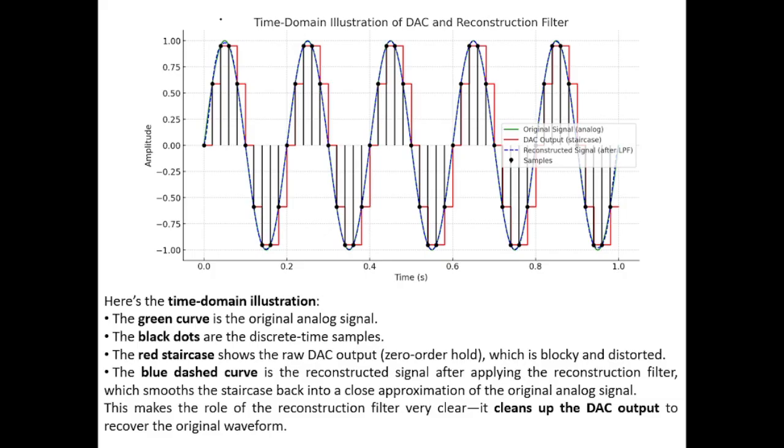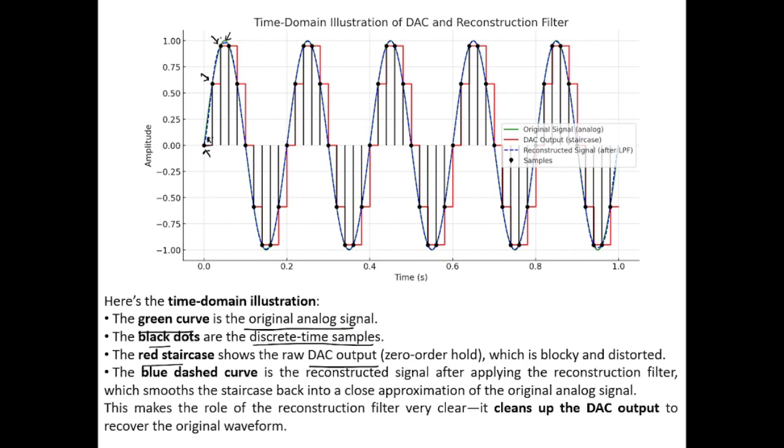Now suppose over here the green curve has become overlapped. On the top you have the green curve, which is your original analog signal. Then we have some black dots you can see over here. These black dots are the discrete time samples. Then we have the red staircase. These are the digital to analog output.